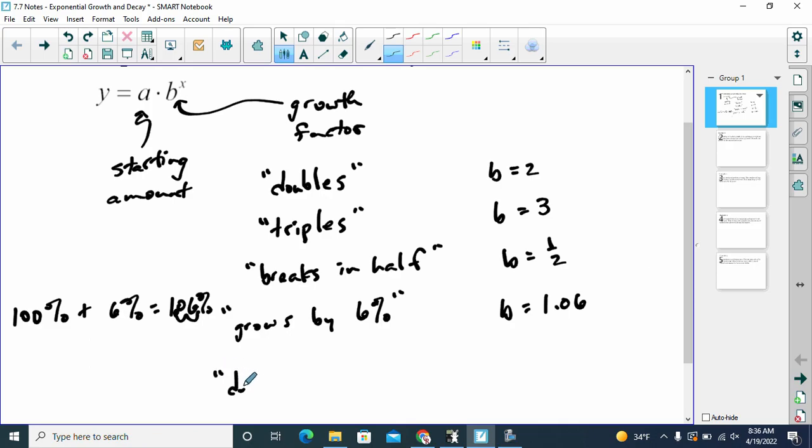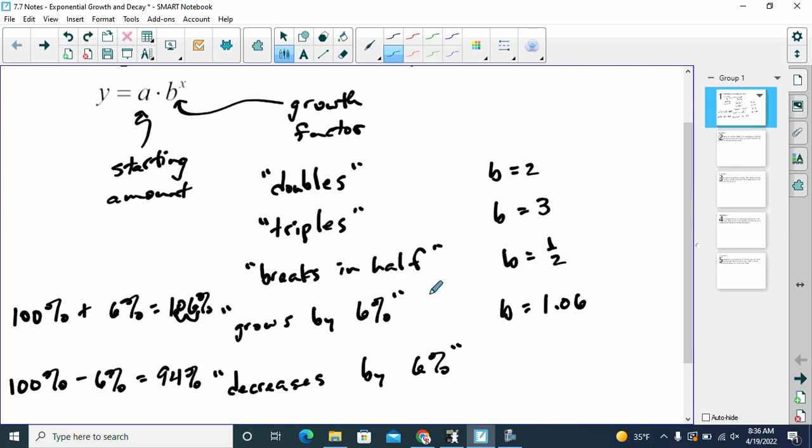It might say it decreases by 6%. Again, we don't want to make b 0.06. That would just mean it keeps 6% of its value. But right now it's at 100%, so we're going to take 100% and subtract 6% from that. 100% minus 6% gives me 94%. And then I take the decimal point and move it 2 places, 1, 2, which gives me b is 0.94.